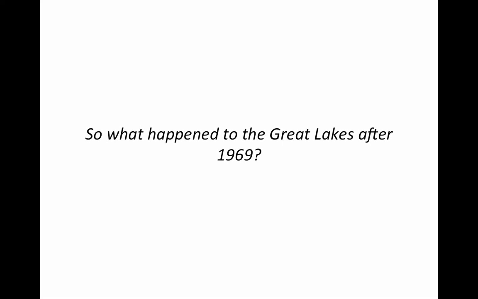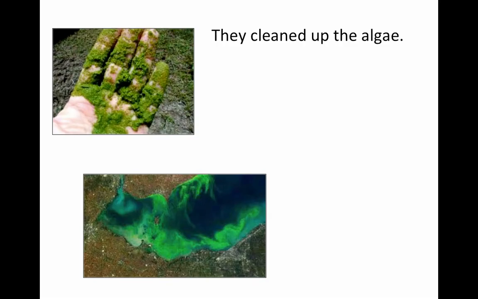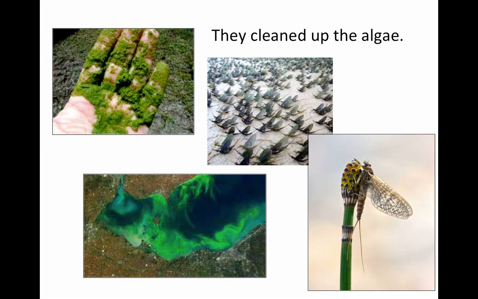So what happened to the Great Lakes after 1969? Were they still polluted? Well, one good thing was that people cleaned up the algae. The government passed laws that said that phosphorus could no longer be used in laundry detergent, and this helped a lot. Once the algae went back to normal, mayflies, these tiny little insects at the bottom of the food chain, were also able to go back to normal.